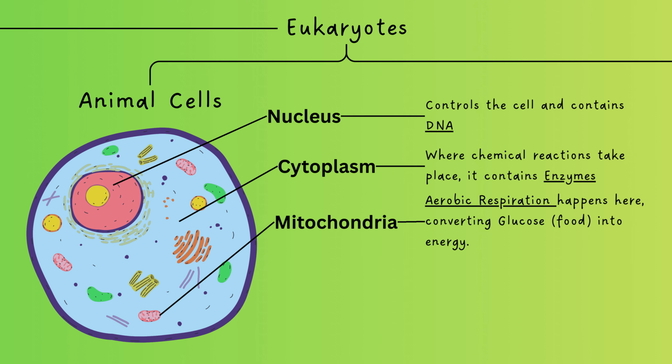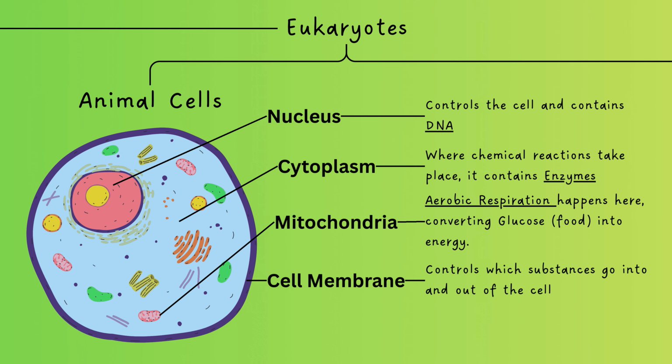These little pink kidney bean shaped objects, sometimes they're depicted with a squiggly structure inside. These are mitochondria. For us, these are very important for aerobic respiration, which converts glucose, our food, into energy. There is a huge section in GCSE which covers this in way more detail at the end of Biology 1.